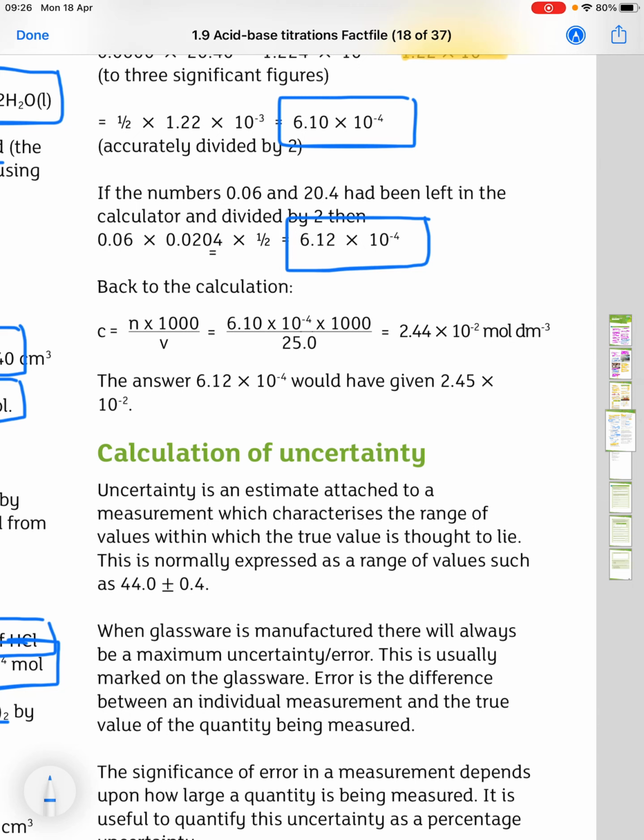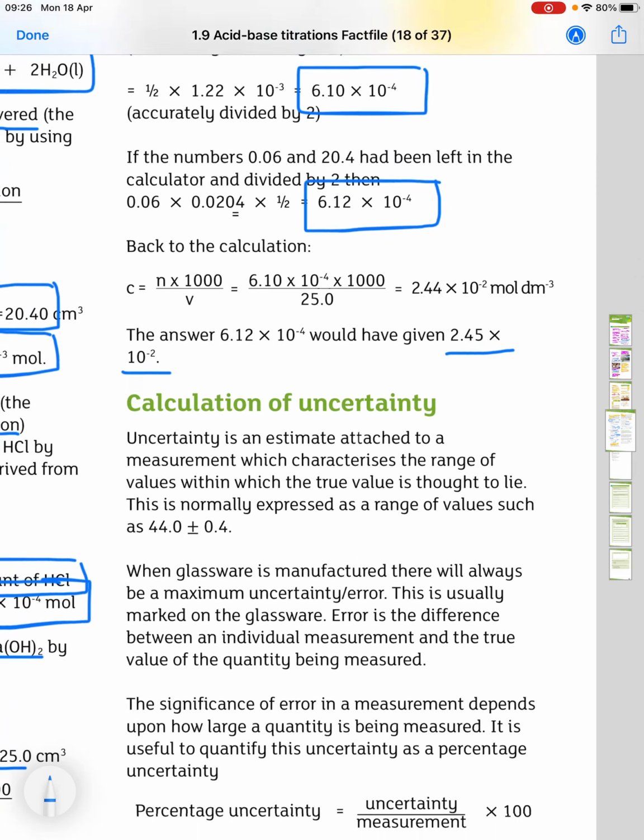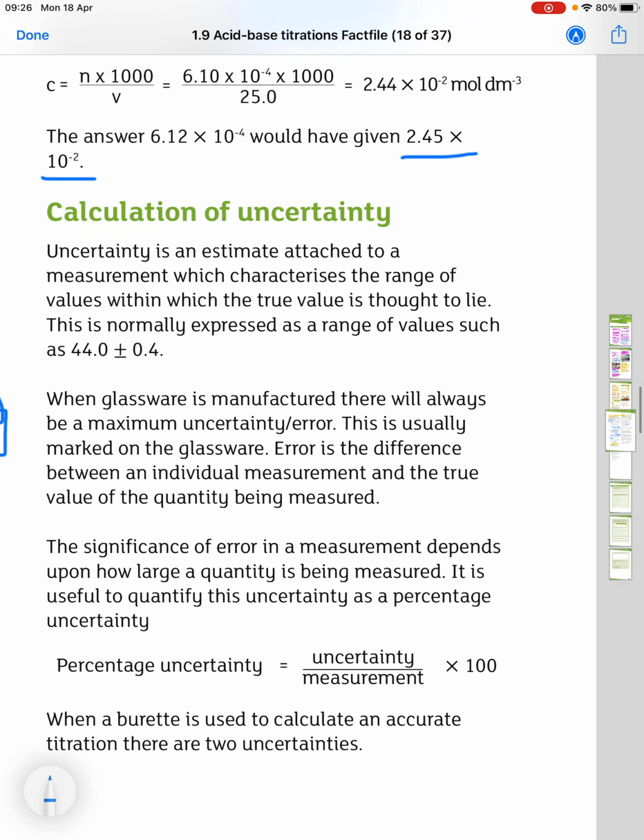So back to the calculation. If we put those figures in, the answer 6.12 by 10 to the minus 4 would have given 2.45 by 10 to the minus 2.